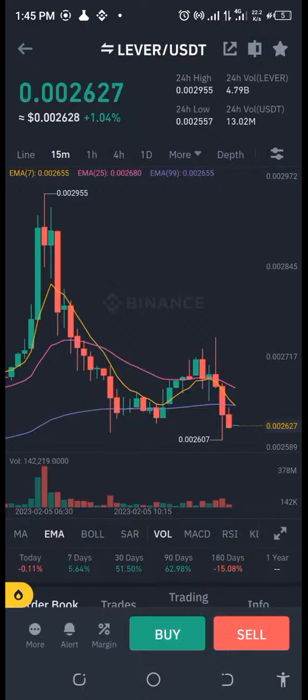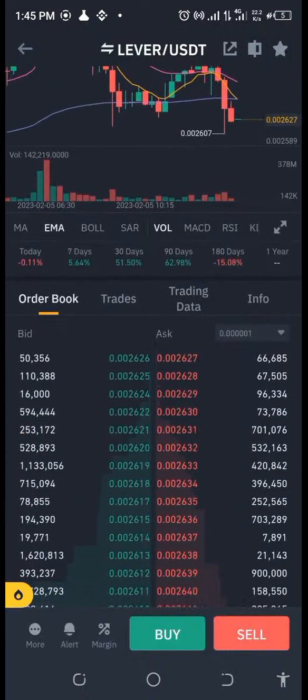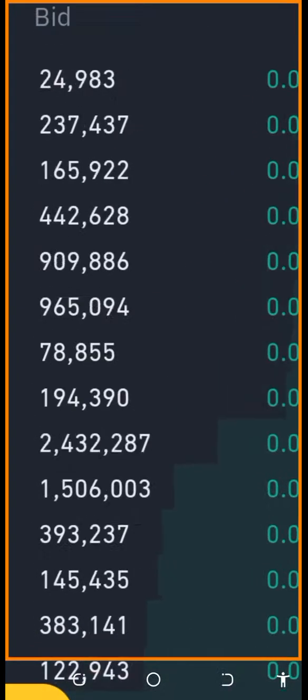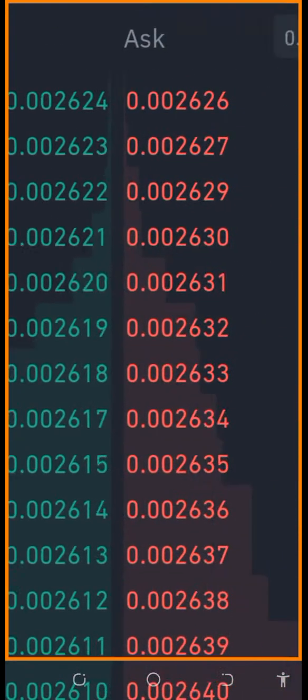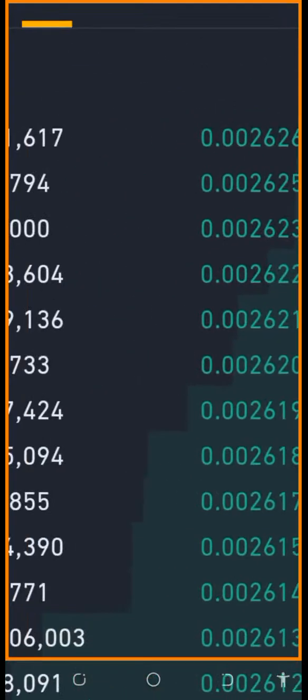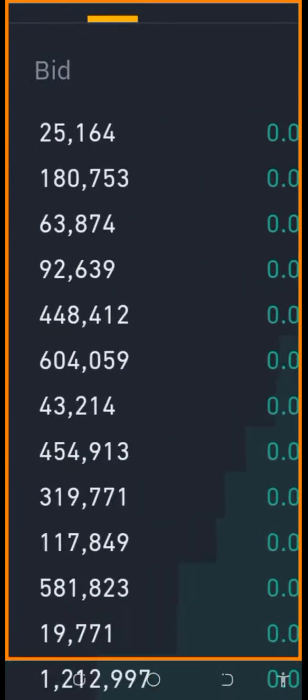Now if you look at this, you will see that there's quite a lot of velocity going on here. You can see that it's moving. People are buying. People are selling. It's happening, but not too much on the sell side. On the buy side, there's a whole lot going on.